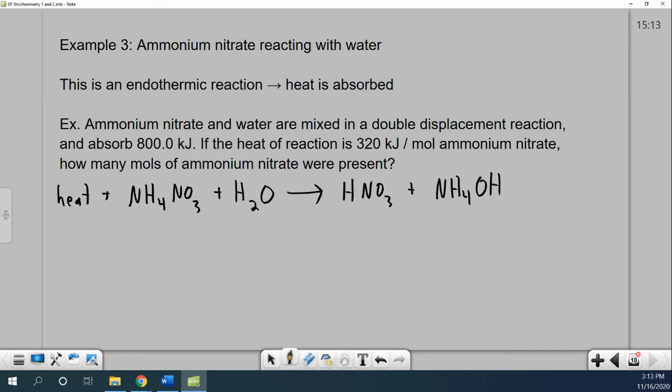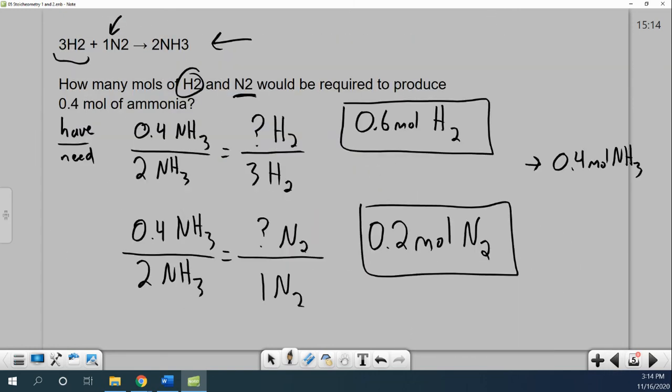Okay, what do I know? They are mixed, they absorb 800 kilojoules. So I know I've got 800,000 joules absorbed. If the heat of reaction is 320 kilojoules per mole of ammonium nitrate, so every mole of this should give me 320 kilojoules, how many moles were present? Well, I can use the same formula I had before, way back. Have over need.